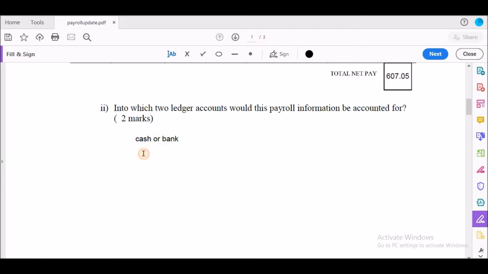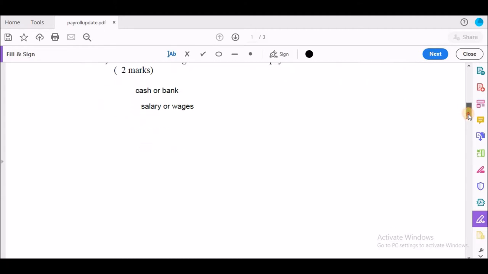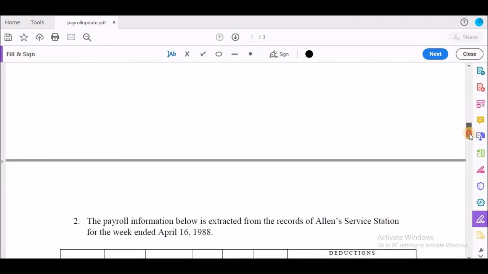Followed by the actual account, which would be salary or wages. So that would be the answer there. So it's just the T account. If you're given a transaction which says paid wages $607 via check, it's asking which two accounts you would prepare for that. Moving on to question two.